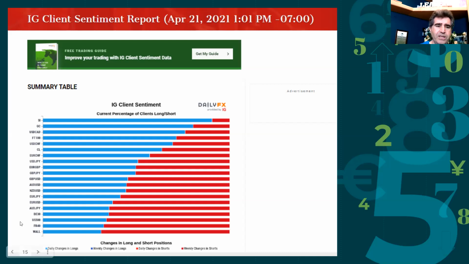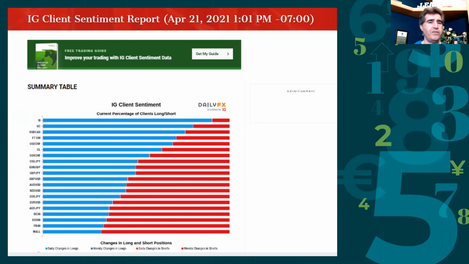So by looking at this, you can see all the clients that they have on the retail side, and what their bias is. Now this is silver. You can see there's a lot of long on silver. So this long, and then we go all the way down. There are a lot of currencies, so pairs. And by looking at this, you can see where the sentiment of the retail investors is.